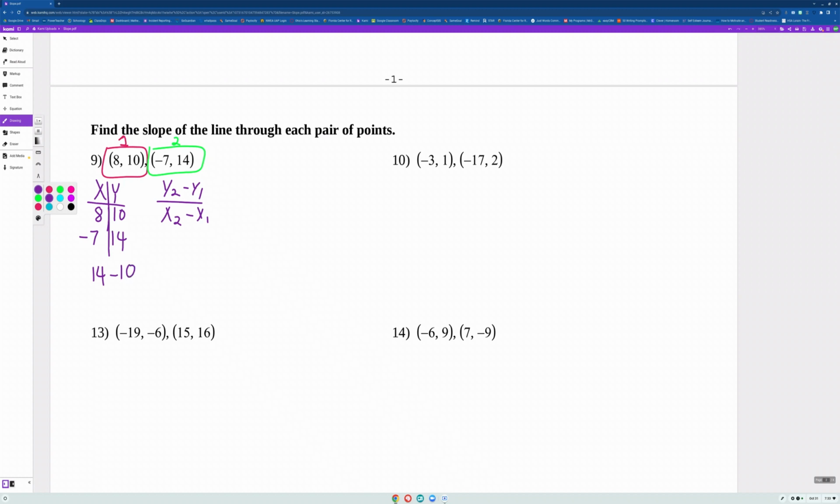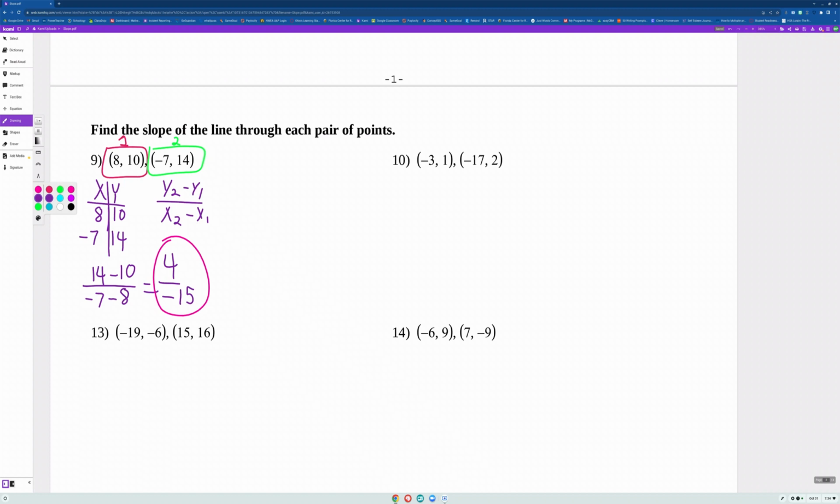minus 10 all over negative 7 minus 8. 14 minus 10 is 4, and negative 7 minus 8 is negative 15. And because there's nothing that I can simplify in my answer, 4 over negative 15 is your slope.